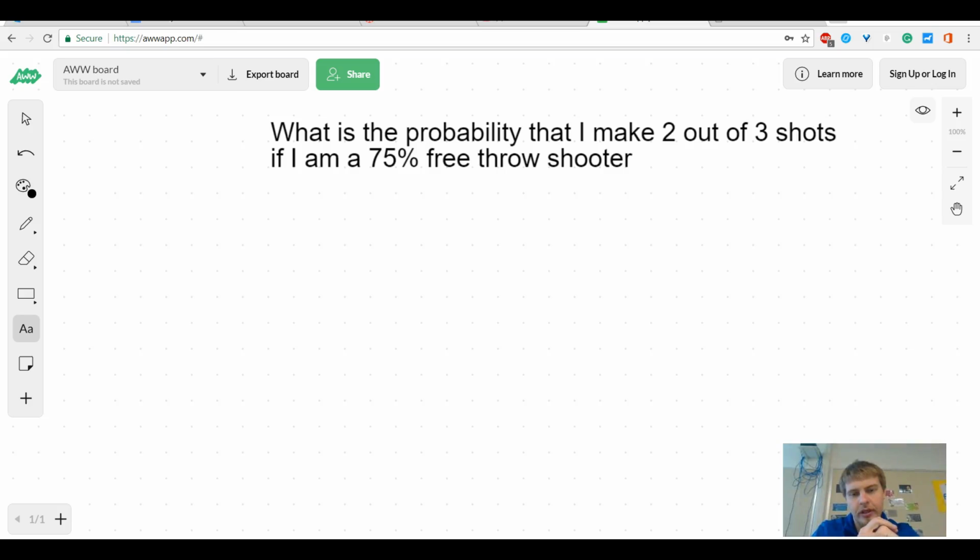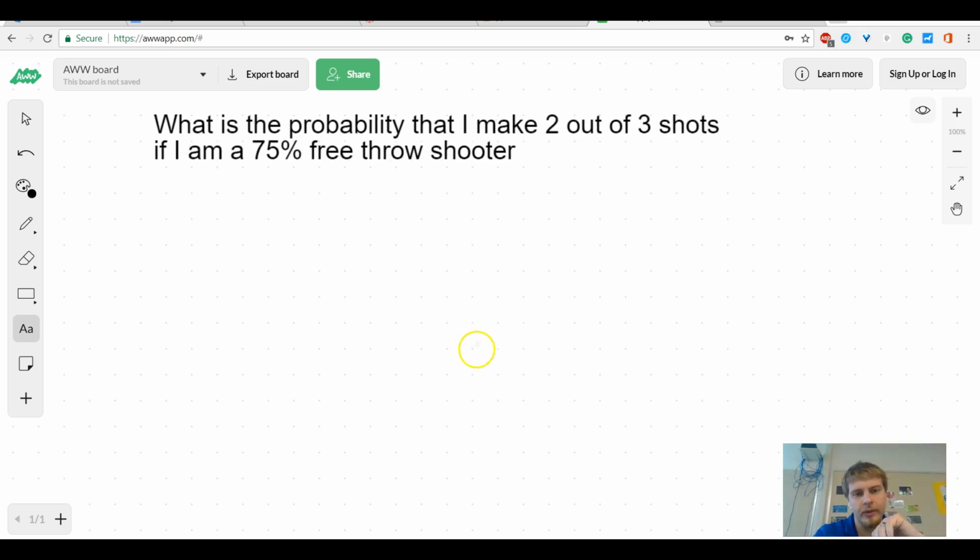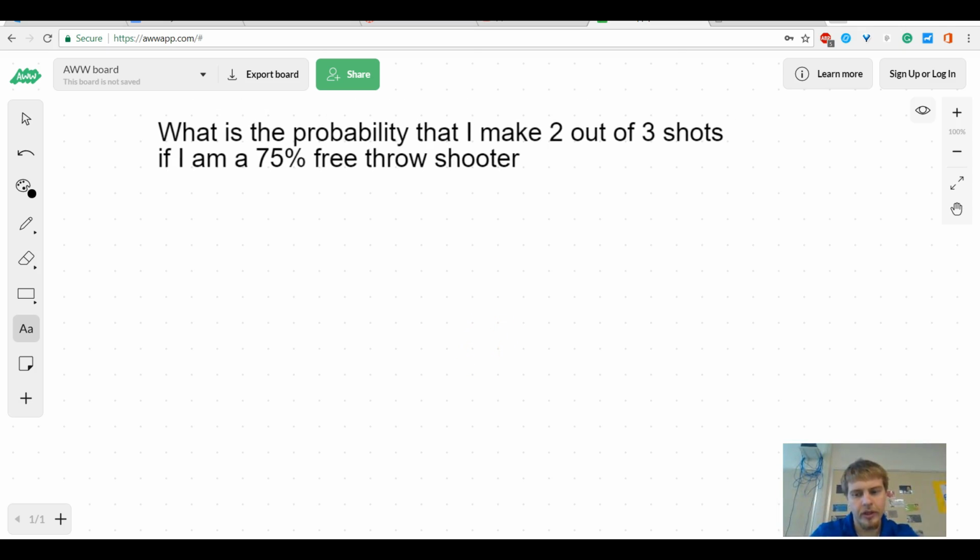Okay, so today we're going to deal with a binomial distribution. And here's what we're going to do with a binomial distribution. We're going to just figure out the probabilities of different events that have success and that have failure. So let's say I'm going to shoot 3 free throws, and I want to make 2 of them. And let's say I'm a 75% free throw shooter.